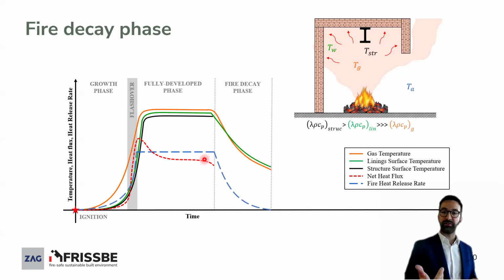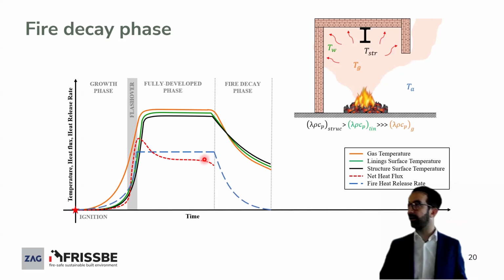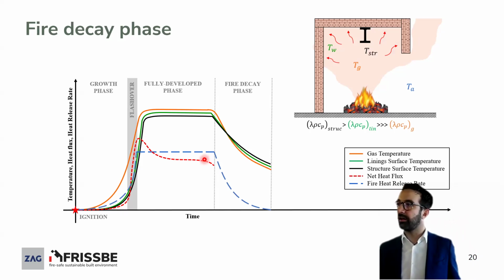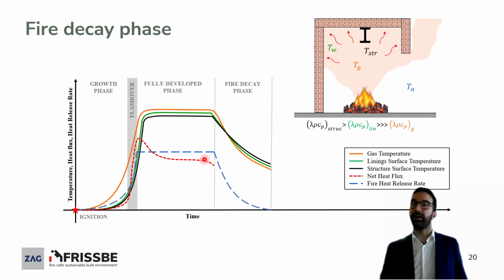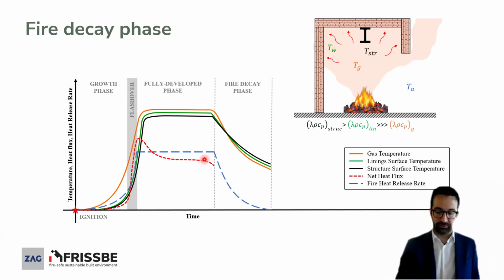Then what happens is that, since both the linings and the structure have higher thermal inertia than the gases, even if the gases are cooling down, the higher inertia of the structure, or the linings, would take a longer time to cool down. And this is simple thermal inertia and heat transfer calculations.